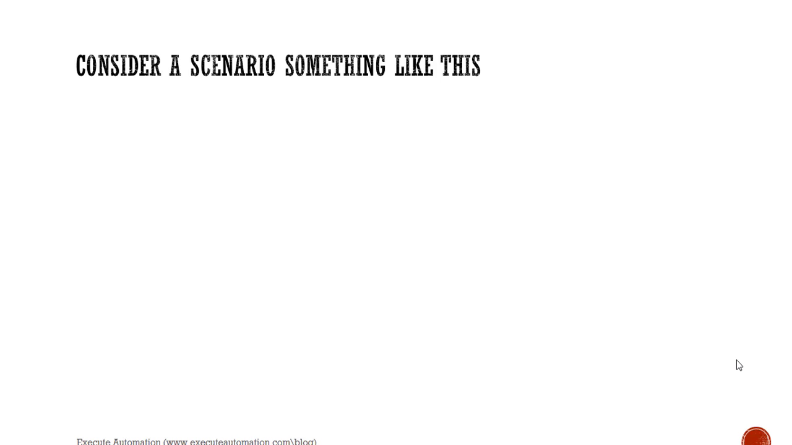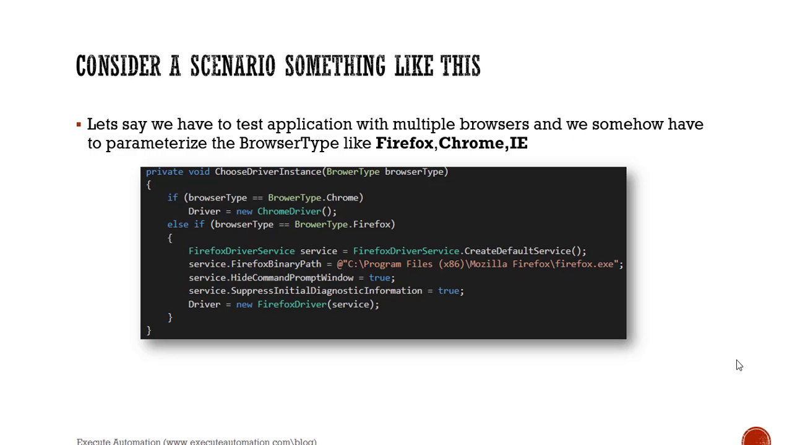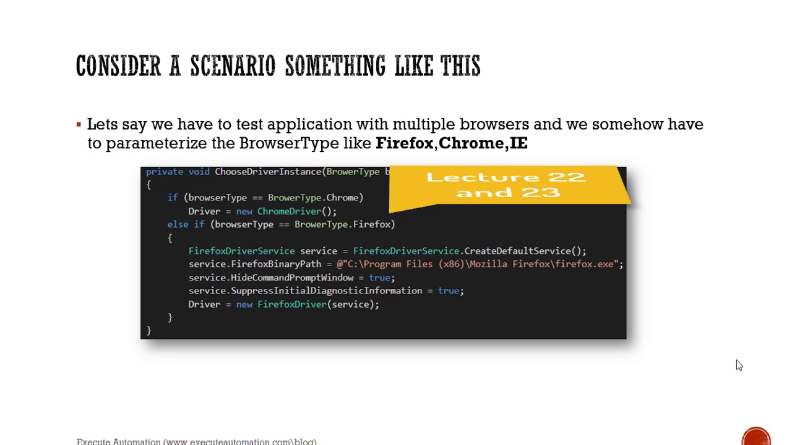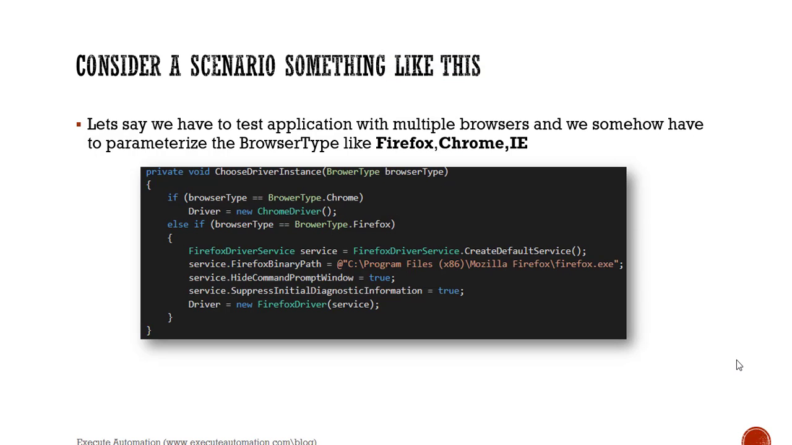So where is this really useful actually? Consider a scenario something like this. Let's say we have a test application with multiple browsers and we somehow have to parameterize the browser type, like Firefox and Chrome and IE. If you have seen the screenshot below, this is the same code that we were working on in our Selenium parallel test in this same video series. So we used to call this method ChooseDriverInstance, where we pass the browser type, and within this we just pass the type of browser, maybe Chrome or Firefox or IE or something like that.